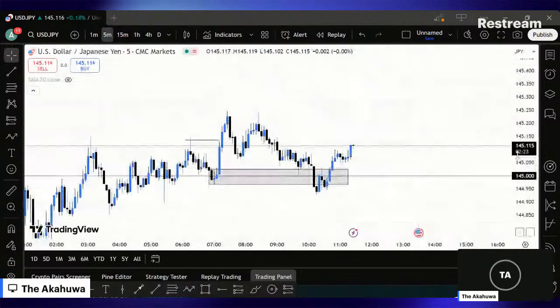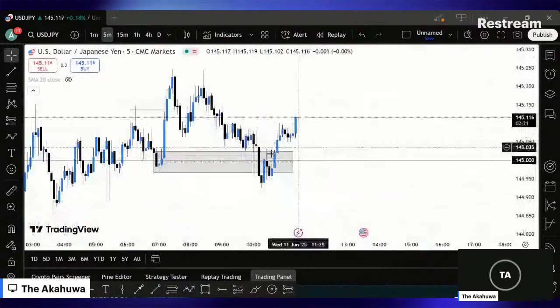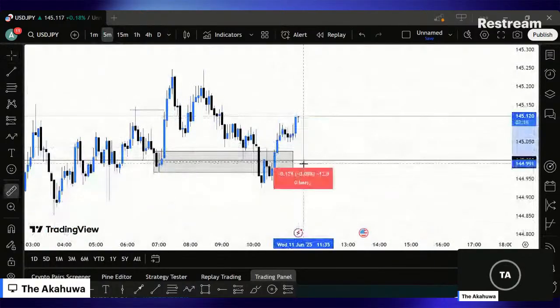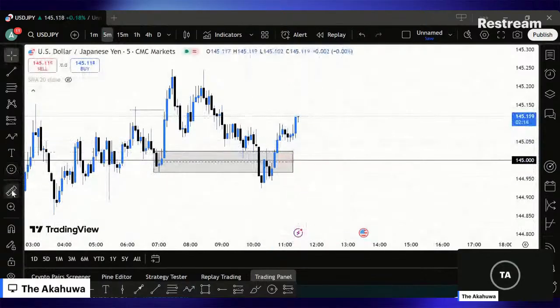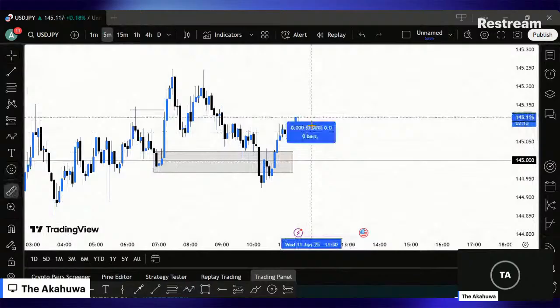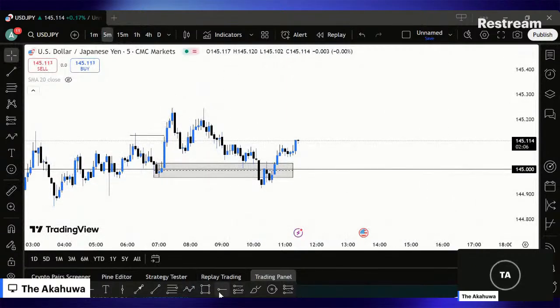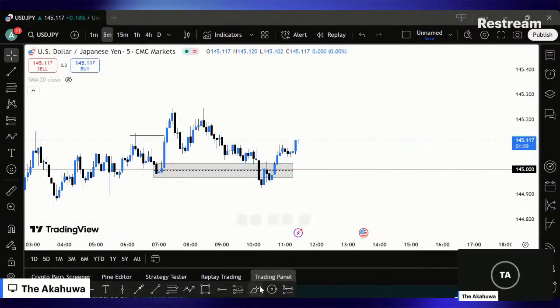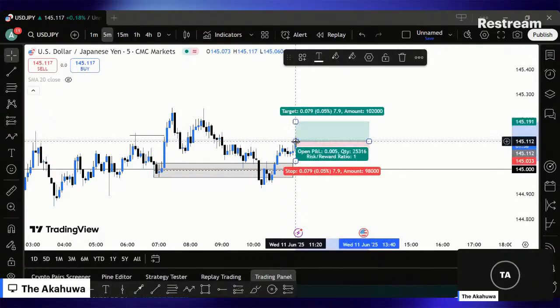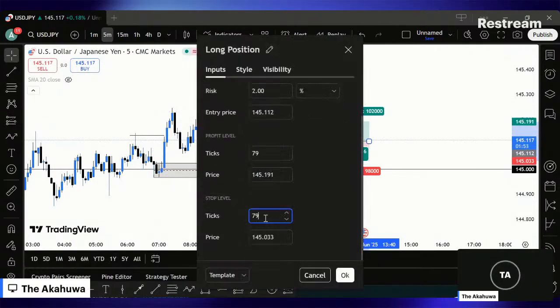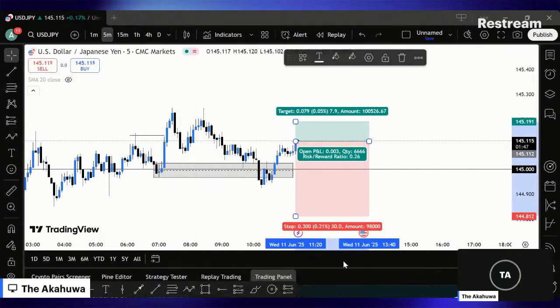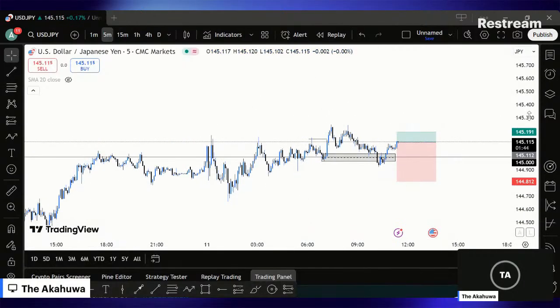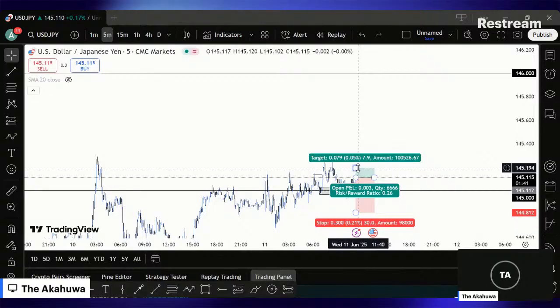But let's see if we can do an aggressive buy. Aggressive buy. Just let's say this is UJ. Let's say 30 pips. Aggressive buy, 30 pips to this point.